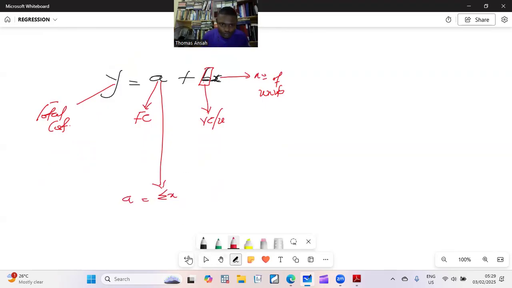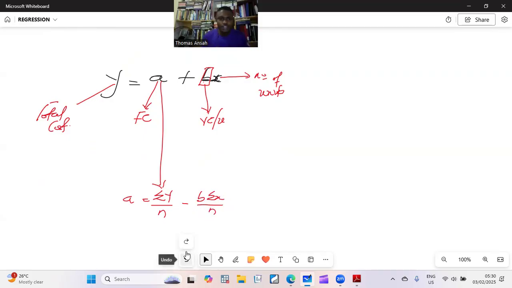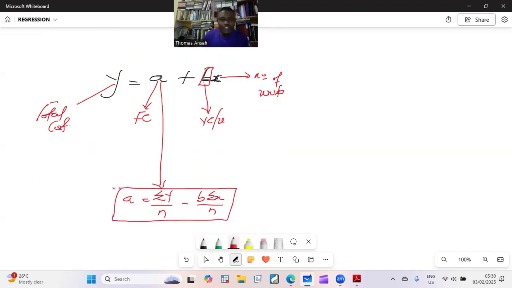Let's go like this. The summation of Y over N. This is better. Then minus B summation X, also over N. So you can actually write it like this, but whichever way you write it is the same thing, because the B is over 1 technically. Now that is how we find A. So in finding A, there is B, and therefore it is better that you find B first so that you can put the B into A.